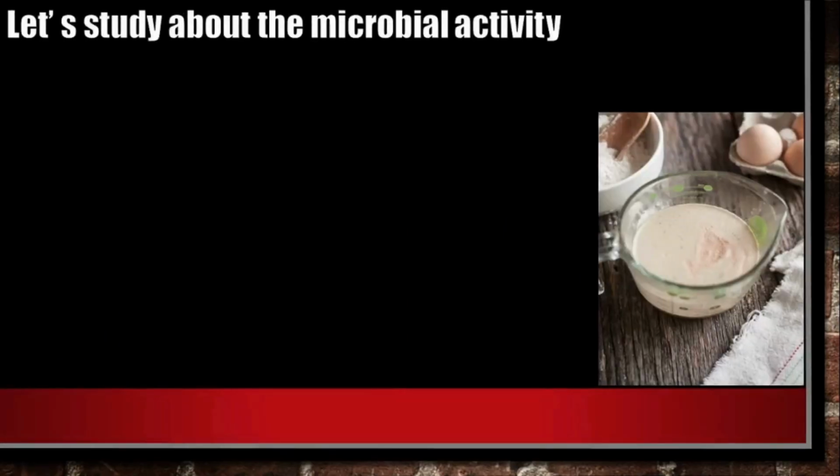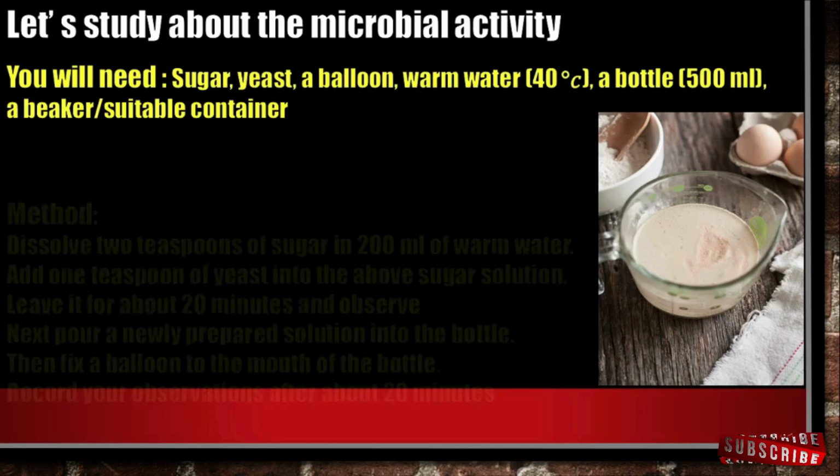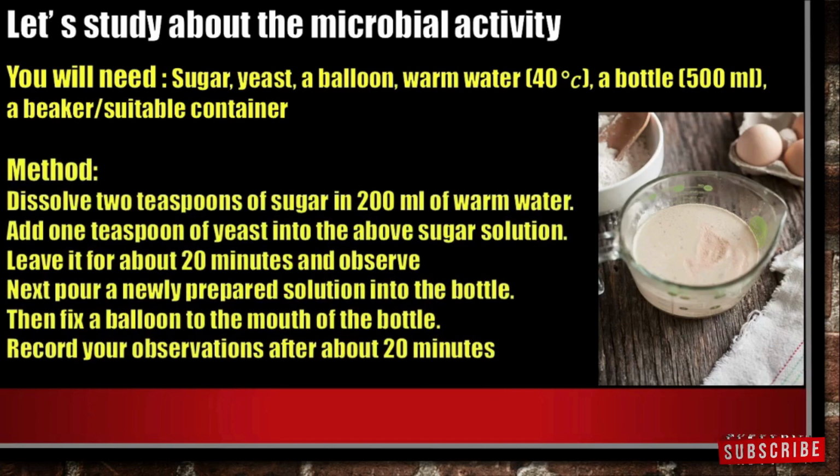Let's study about the microbial activity. You will need sugar, yeast, a balloon, warm water at 40 degrees Celsius, a 500 ml bottle, and a beaker or a suitable container. Method: dissolve 2 teaspoons of sugar in 200 ml of warm water. Add 1 teaspoon of yeast into the above sugar solution. Leave it for about 20 minutes and observe.